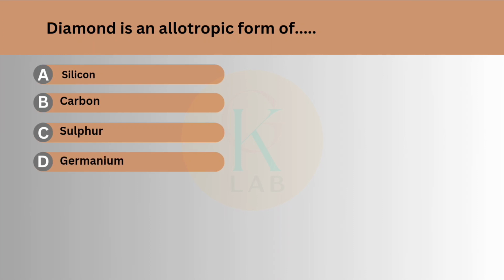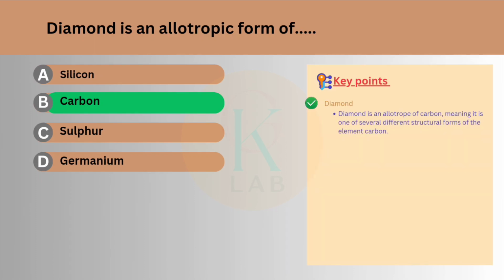Next question. Diamond is an allotropic form of? Correct answer is option B, carbon. Some important key points: diamond is an allotropic form of carbon. It means it is one of the several different structural forms of the element carbon. Diamond is the hardest non-metal.